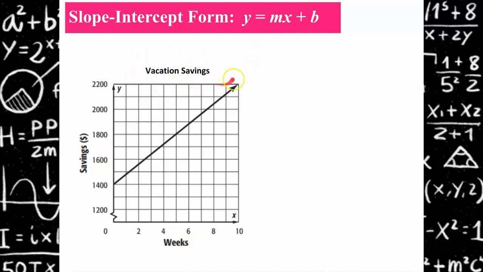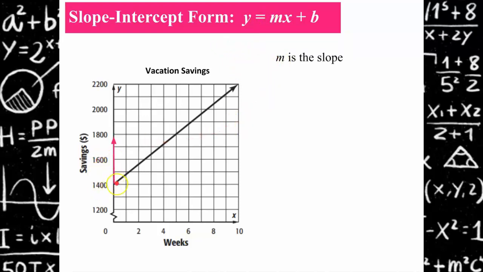So we have a graph here. It's titled Vacation Savings. So it's representing somebody saving money to go on vacation. Our x-axis, our horizontal axis, is representing the number of weeks that we've been saving. And our y-axis, our vertical axis, is representing the amount that we have in our savings account. So we're asked to find m, the slope.